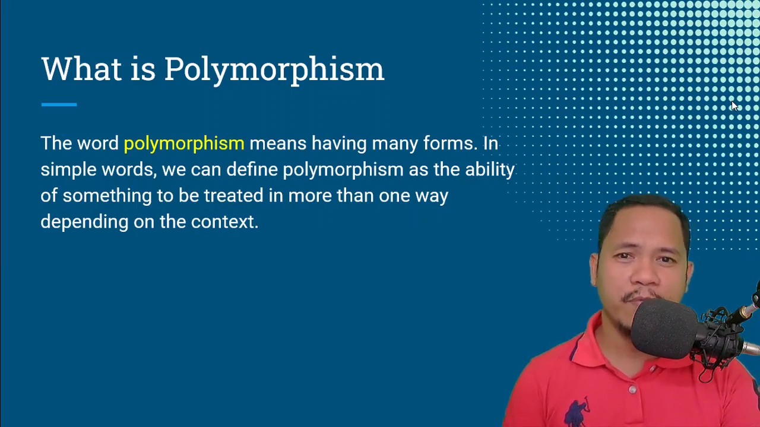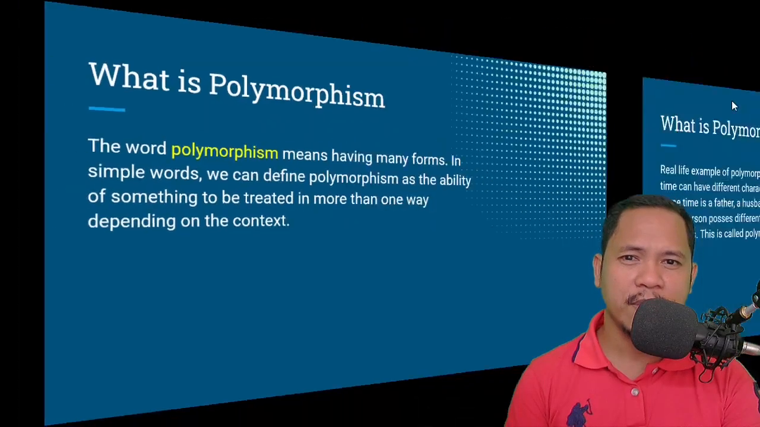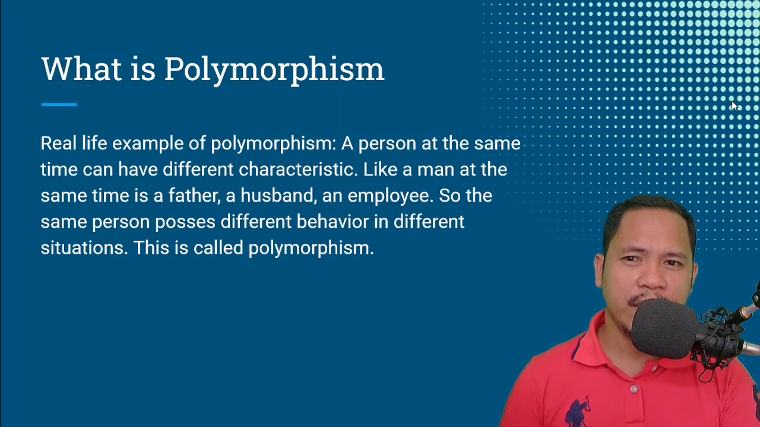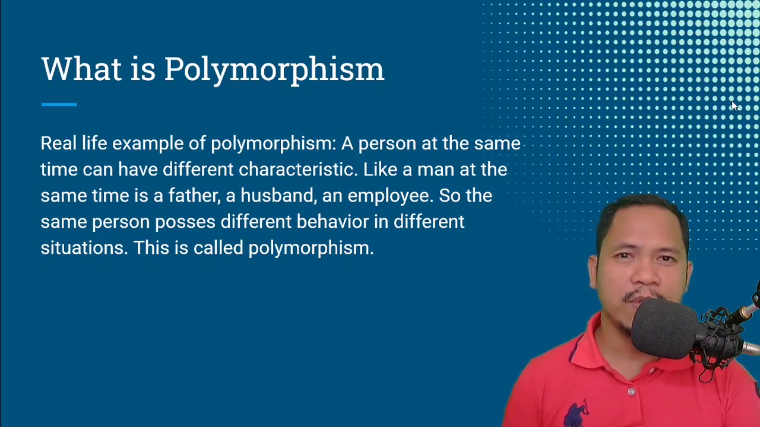The word polymorphism means having many forms. In simple terms, we can define polymorphism as the ability of something to be treated in more than one way depending on the context. A real life example of polymorphism could be a person who at the same time can have different characteristics. Like a man who at the same time is a father or a husband and an employee. So the person possesses different behavior in different situations. This is called polymorphism.